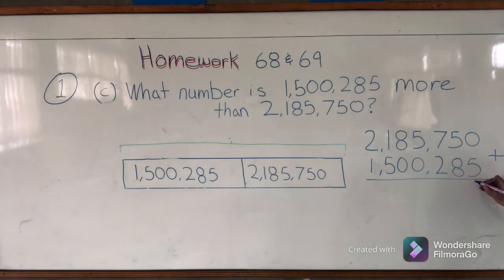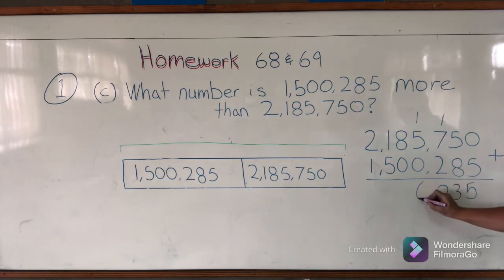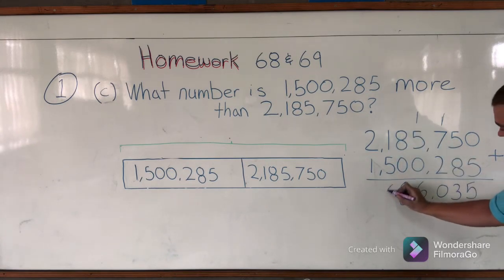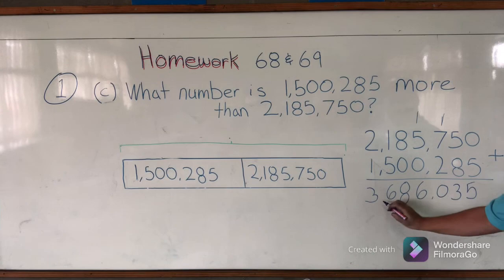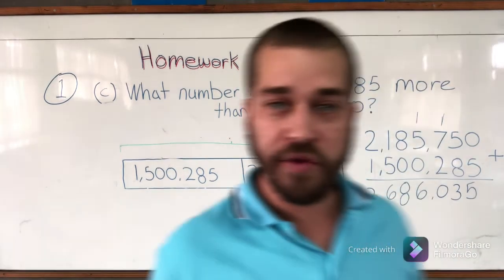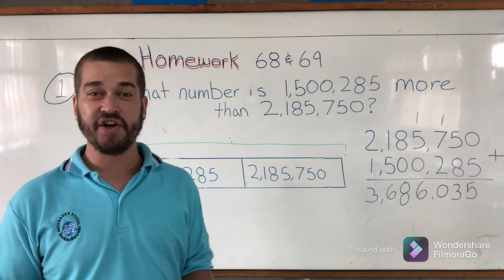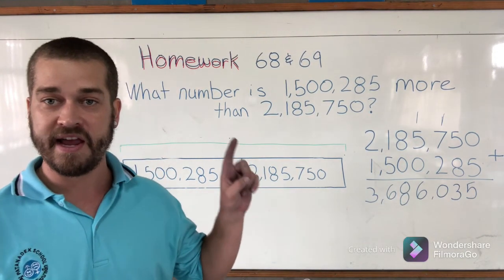0 plus 5 is 5. 5 plus 8 is 13, carry the 1. 7 plus 1 is 8, 9, 10. So it gives us a 0, carry the 1. 5 plus 1 is 6. 8 plus 0 is 8. 5 plus 1 is 6, comma, 2 plus 1 is 3. Okay, so the total number of balls in the ball pit is 3,686,035. So that number is gonna go right here.